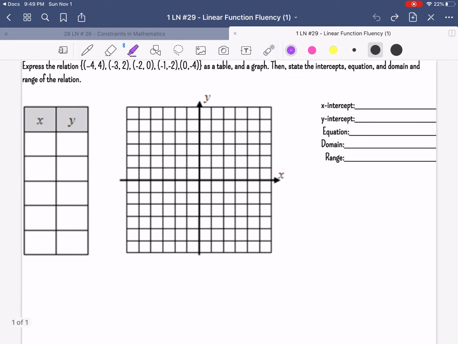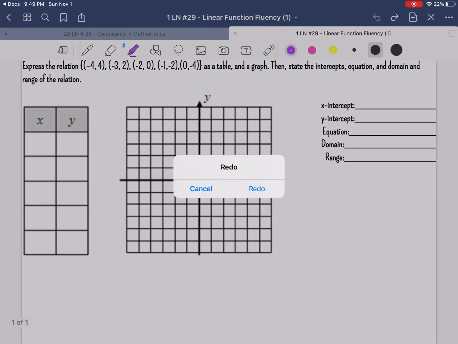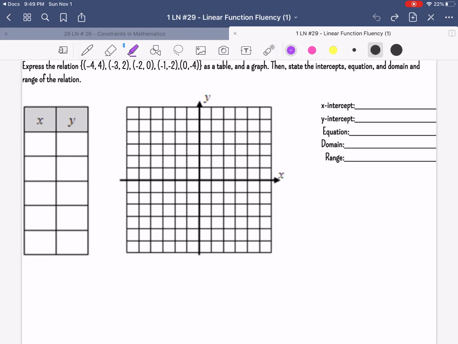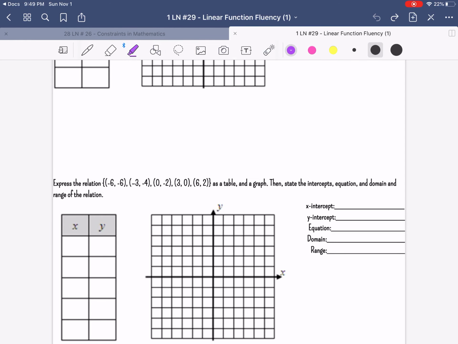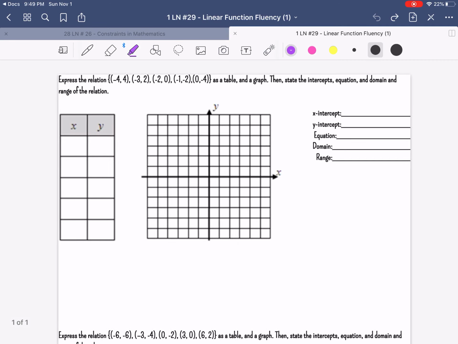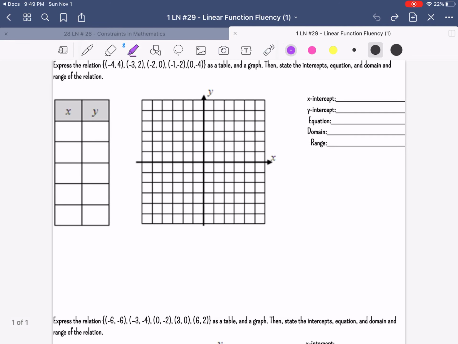So let me read this to you. First, we're going to do this together on the video. You're going to follow along in your notebook, and then you're going to do this one on your own. You're going to work it out in your notebook and then put the answers in a Google form that will attach to the assignment.